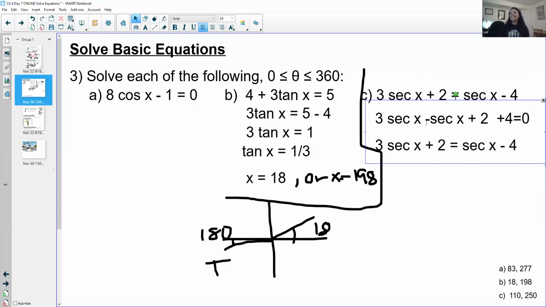Now, 3 secant x minus secant x, that leaves me with 2 secant x. Think of them almost like variables, okay? And then plus 2 plus 4 would give me plus 6. And on the right-hand side, I have 0, okay? Now we're trying, actually, I guess I could have brought those over. Now we're trying to get the secant by itself.